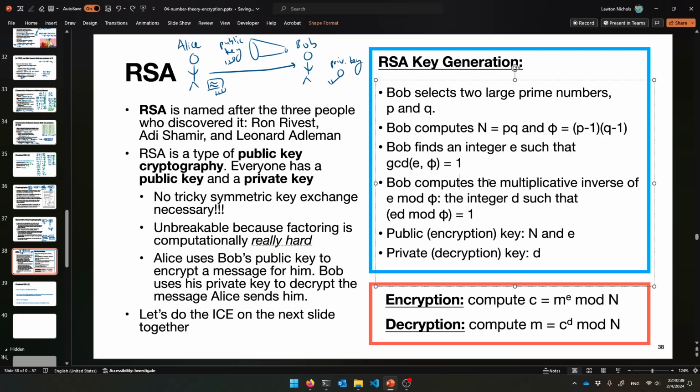And then Bob will compute the multiplicative inverse of e mod phi. All these numbers in different ways are working together. That's the number that, when you multiply it, we'll call it d, by e, mod phi, you get back 1. It's the inverse. It leads to 1 in mod phi land when you're working mod phi, and then those are your keys. Your public key is a pair of numbers, n and e. And then your private key is the d.